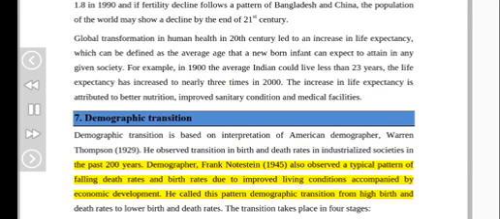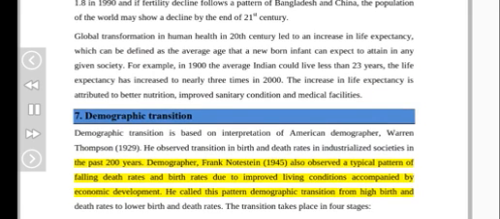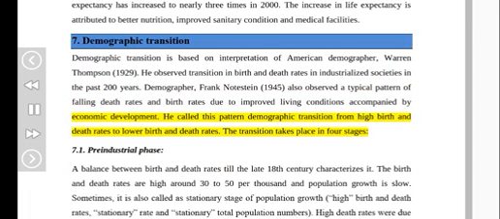Demographer Frank Notestein, in 1945, also observed a typical pattern of falling death rates and birth rates due to improved living conditions accompanied by economic development. He called this pattern demographic transition, from high birth and death rates to lower birth and death rates. The transition takes place in 4 stages.